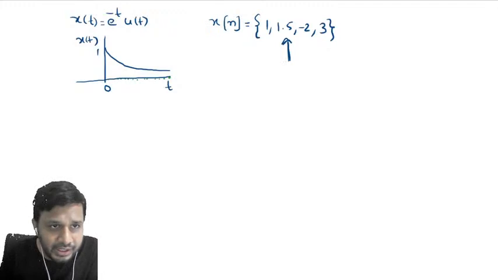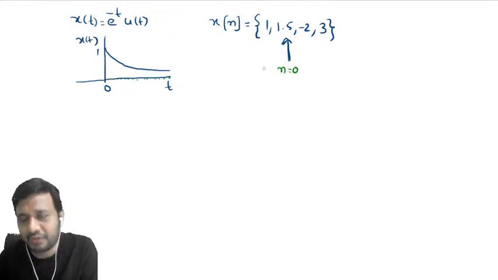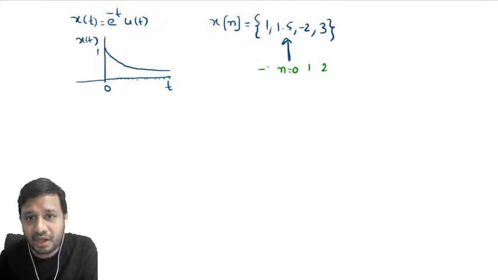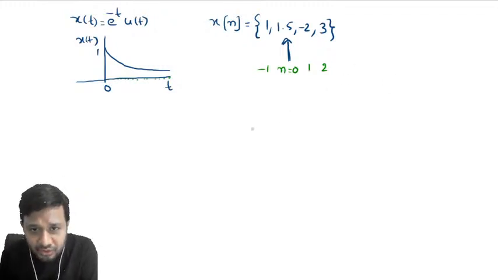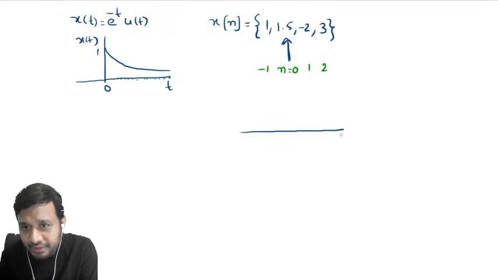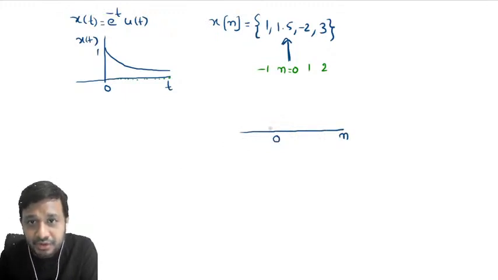This arrow indicates the reference point, which indicates the sample value at n is equal to 0. To the right side of the arrow are n is equal to 1, n is equal to 2, and so on. To the left side of the arrow are n is equal to minus 1, n is equal to minus 2, and so on. In order to represent this discrete time signal, take the independent variable; in a discrete time signal, the independent variable is n. What is the value at 0? 1.5. Give a value of 1.5 in the upward direction.